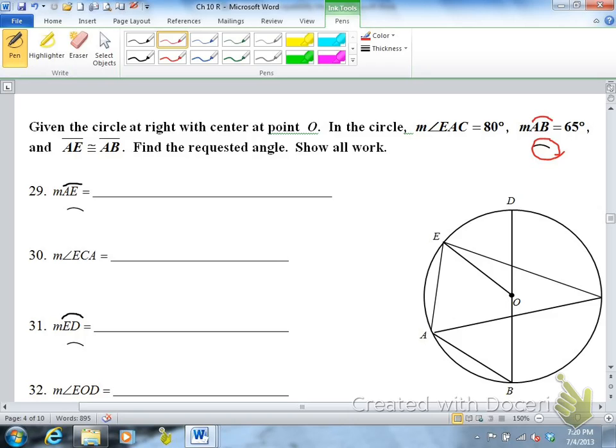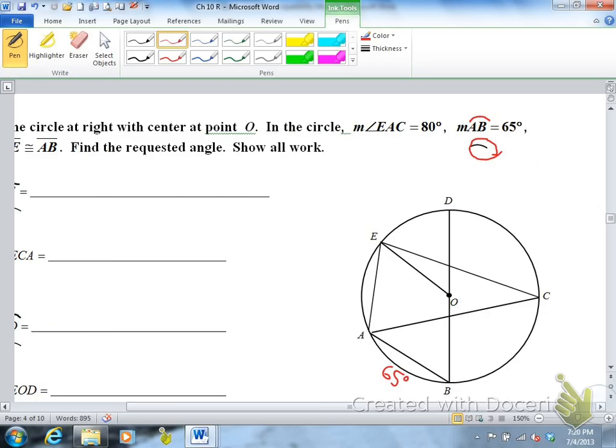So the measure of arc AB is 65 degrees. The measure of angle EAC is 80 degrees. EAC, I guess C is over here. So what I would notice is this angle is inscribed in the circle, so that means arc EDC, which I guess is a minor arc EC, is going to be 180 degrees, so I'm just going to label that to remind myself.